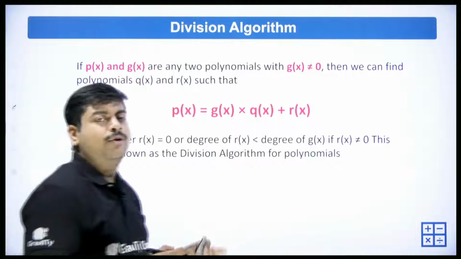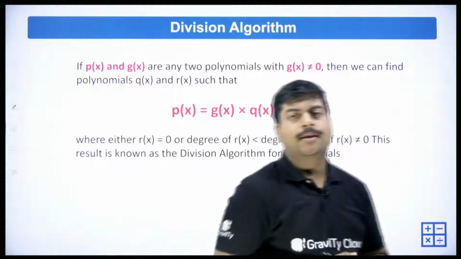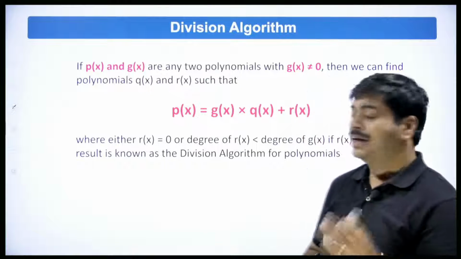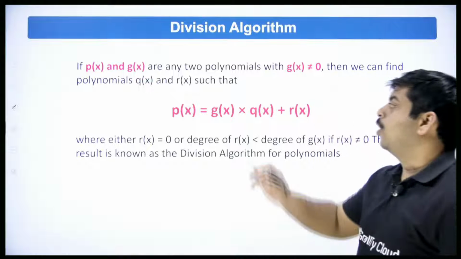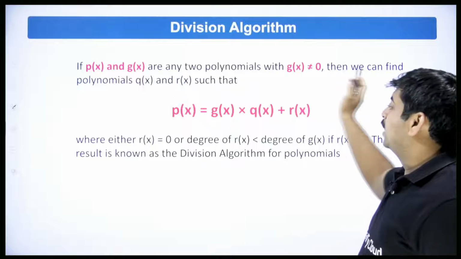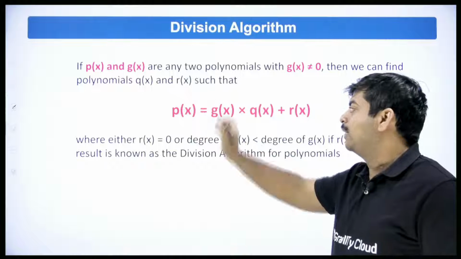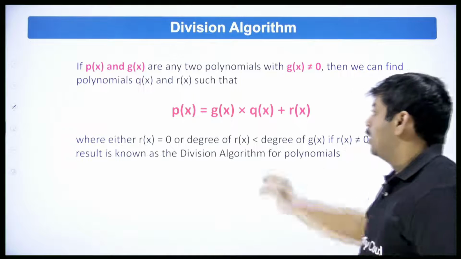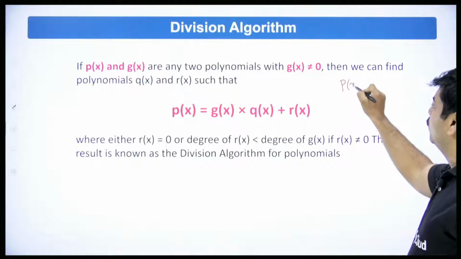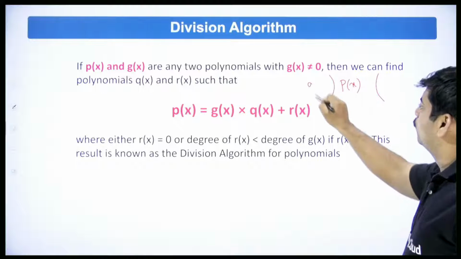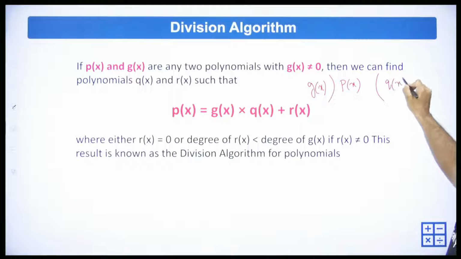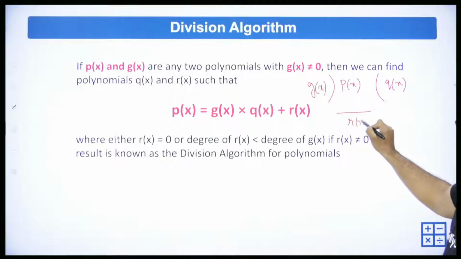Now, let's discuss the division algorithm, which we have discussed previously. Whether it is correct for polynomials or not, yes, it is correct. That is the algorithm that we are going to discuss. If p of x and g of x are two polynomials with g of x not equal to 0, then we can find the polynomials q of x and r of x such that, you're dividing p of x by g of x, you're getting a quotient, that is q of x, and finally you get the remainder, which is r of x.